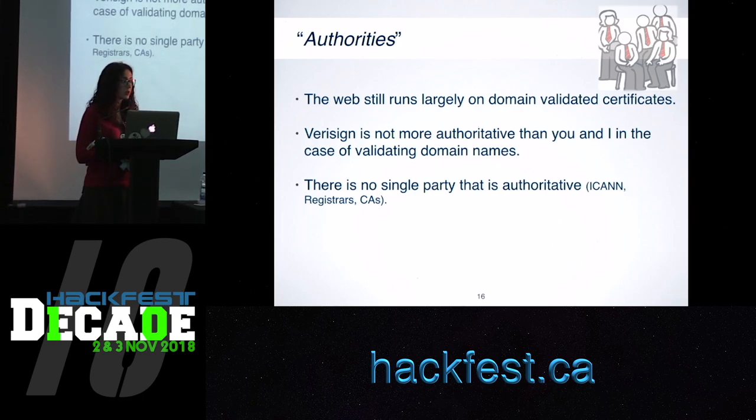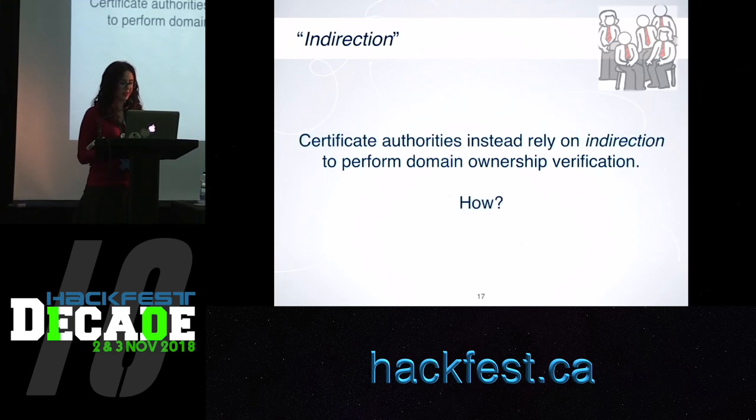So the web still runs largely on domain validated certificates. And it's bad. Why? Because with these kinds of certs, CAs are not authoritative over who owns what domain any more than you and I. And I found that there's no actual single party that is authoritative. There's ICANN, managing top-level domains. Then they delegate the power of registering domain names to the registrars. And registrars, when they give domains to users, don't verify identity. They have usernames and passwords. And we know passwords. And then there are CAs, which can be registrars or some other parties, and they're also dealing with passwords. So security is kind of the issue here.